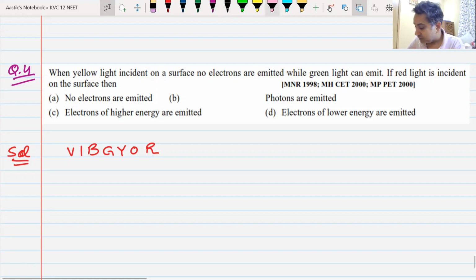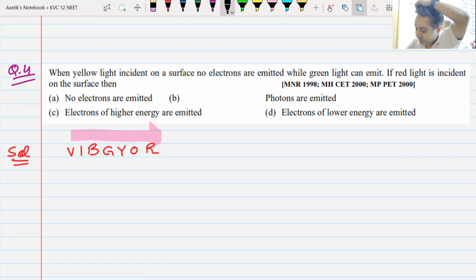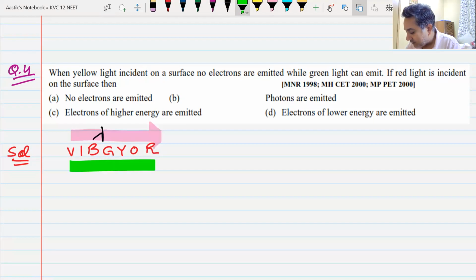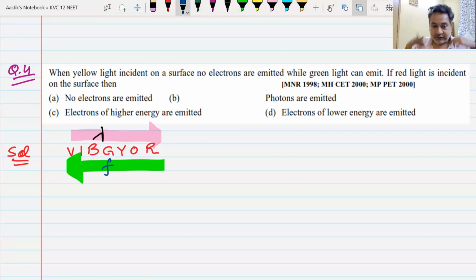So just note this down. Wavelength increases in this order. This is how the wavelength increases. What about the frequency? Frequency decreases in this order. You just remember this. Frequency decreases in this order. Wavelength increases in this order.